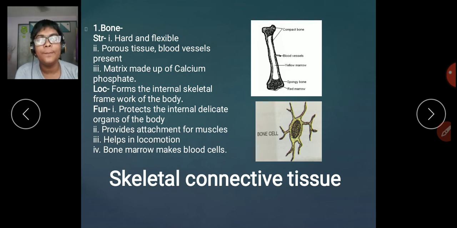Its function is that it protects the internal delicate organs of the body. We all know that the skull is a type of bone which protects the brain. The rib cage is a type of bone that protects the lungs. So in some places it protects internal delicate organs. At some places it provides attachment for the muscles, as you can see in the hands, fingers or legs. They also help in locomotion.